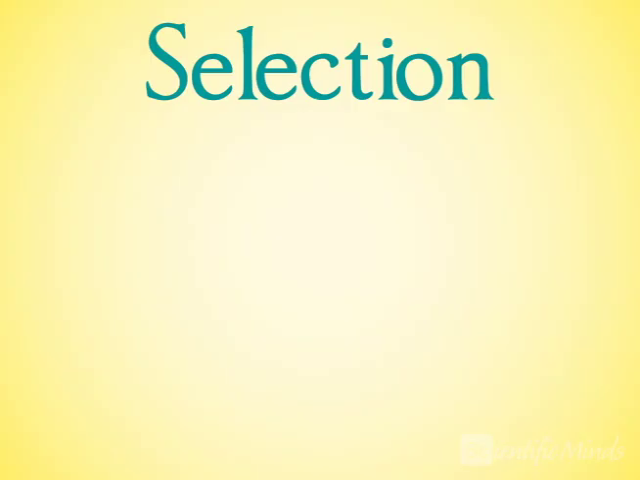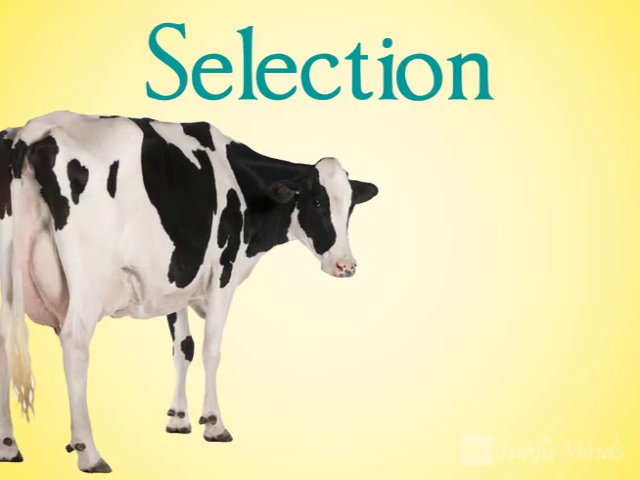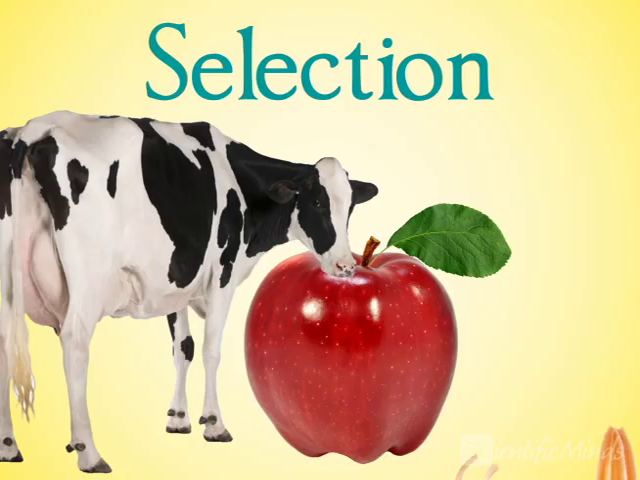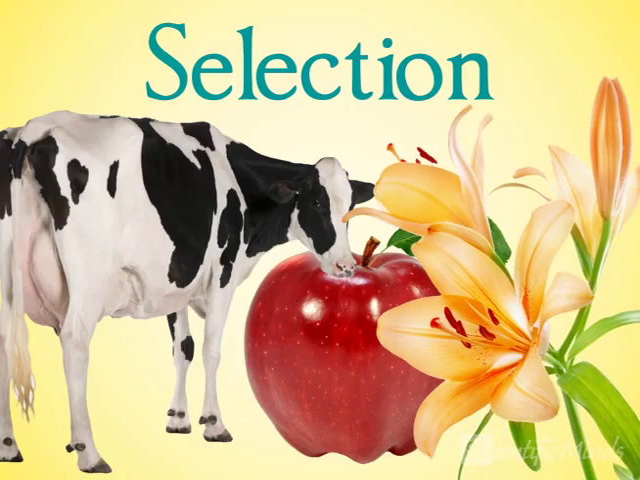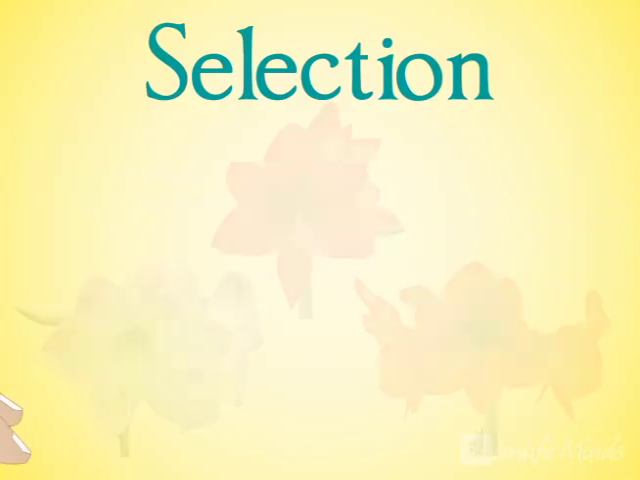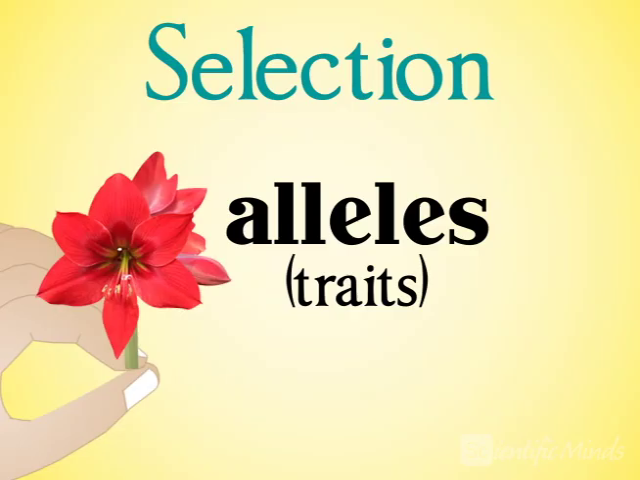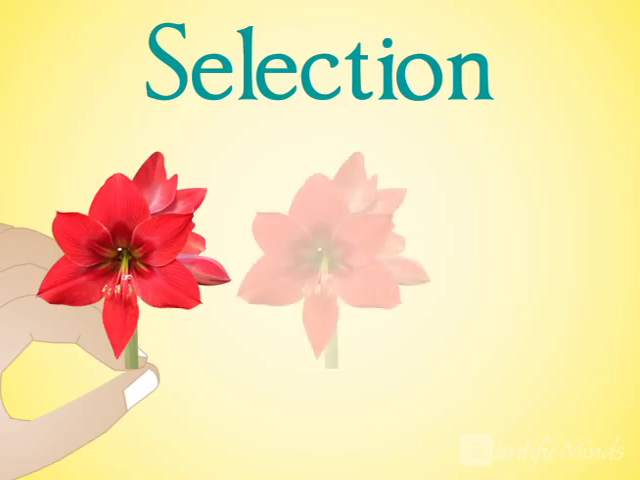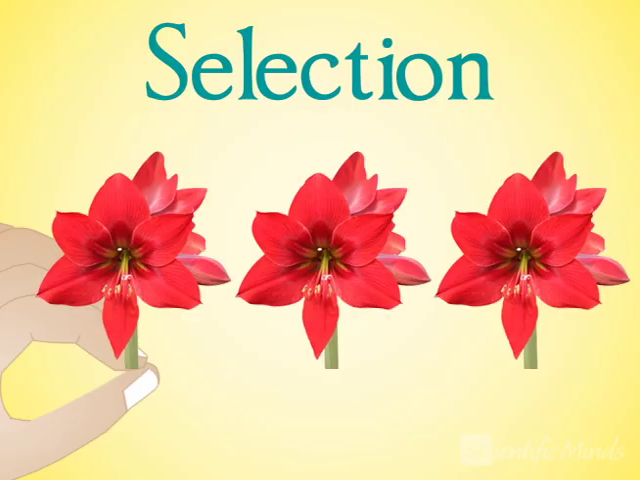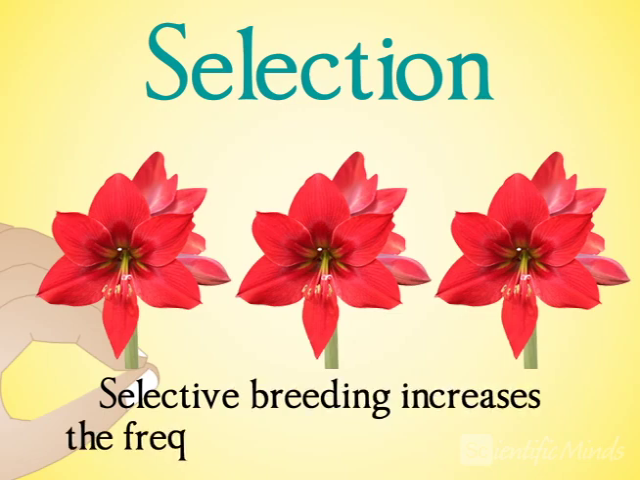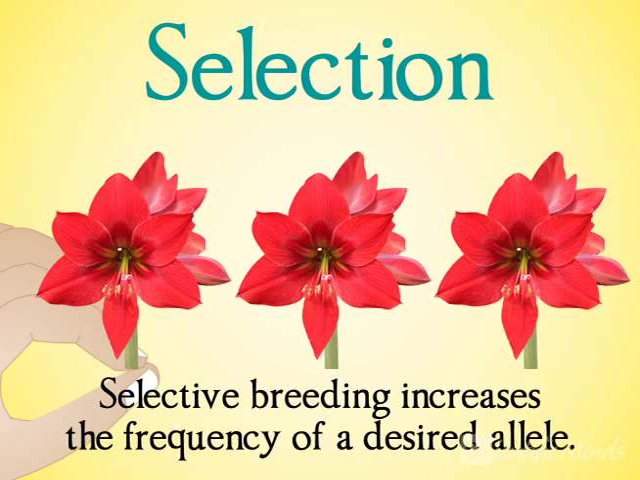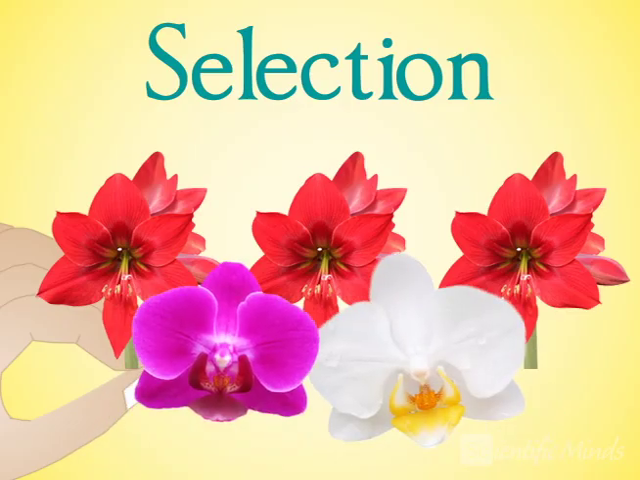Selection is the oldest method of plant breeding. The best milk producer, the juiciest apple, and the most beautiful flower have been selected for breeding for thousands of years. Selection involves selecting plants with the most desirable traits, or alleles, to be parents for the next generation. If selection continues through multiple generations of offspring, the desirable trait becomes more common. Selective breeding increases the frequency of a desired allele, such as flower petal color, within a particular breeding population. Selection is often used to produce ornamental plants that come in different colors.